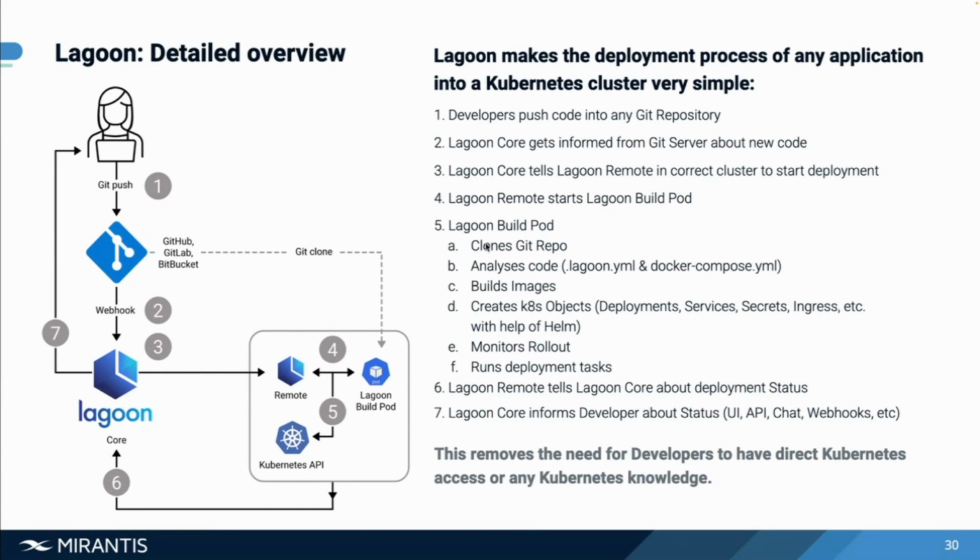And what happens here is that we will be cloning the repo, analyzing the code, building images, creating the Kubernetes objects, doing the rollout, monitoring the rollout, and then running deployment tasks, right? So this is the build pod that will be doing that, and then give the status back to Lagoon core to say it's working or it's not working, right? So that's what we mean by doing ZeroOps for applications and for modern applications, right?